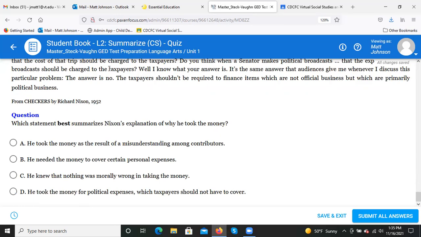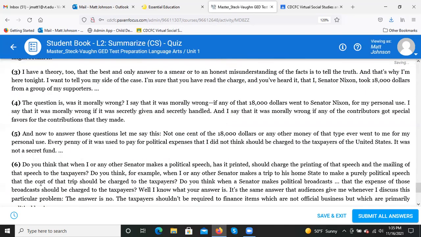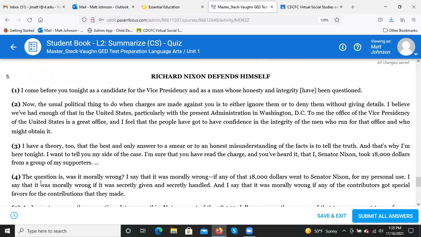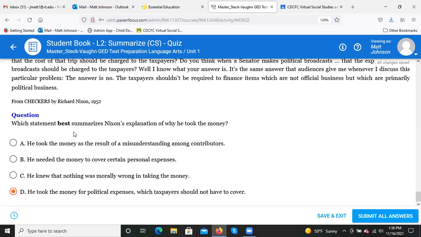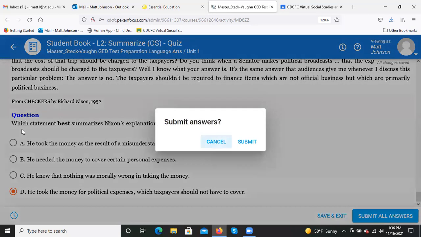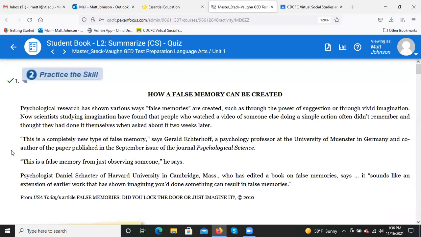And that last sentence really summarizes his defense. It's not morally wrong. This was not secret money. We didn't use it for personal things. I used it for political reasons, so the taxpayer would not have to cover that expense. So D is the correct answer there. Okay, now we'll submit. Only 5 questions there. Let's see how we do.